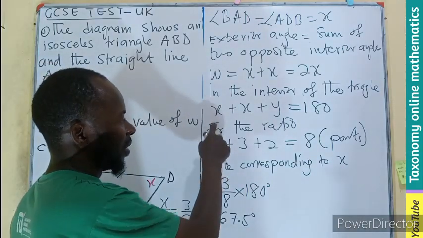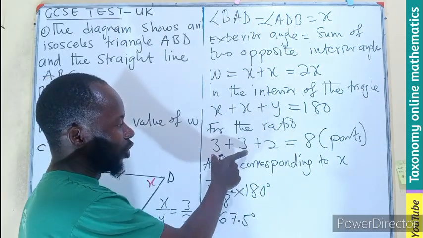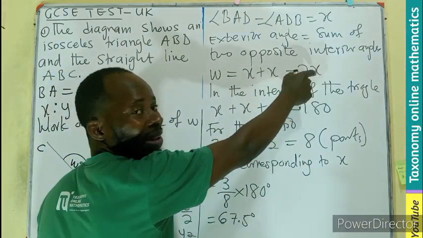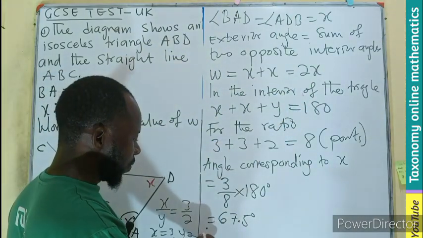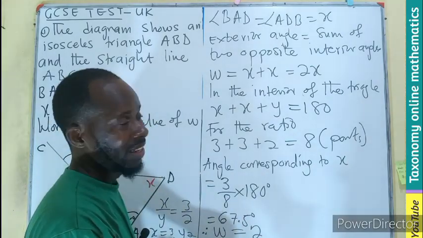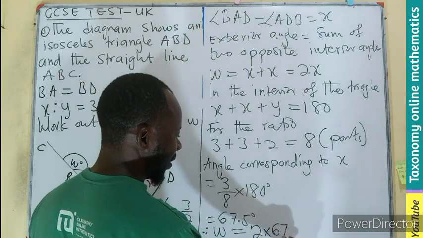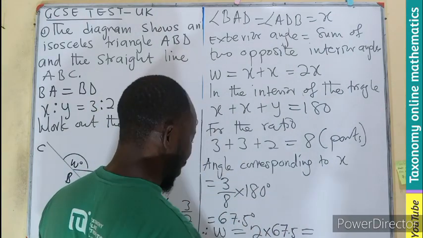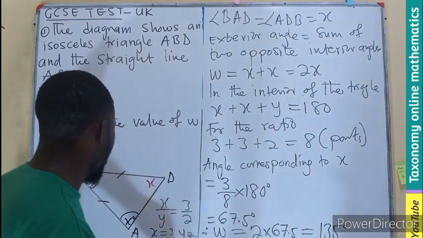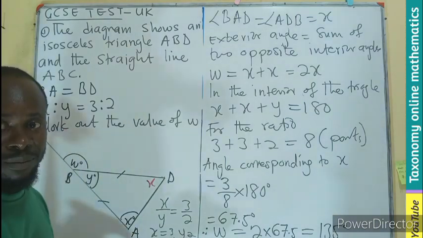This x. This is the 3 we are using. So you could have used the double, which is going to be 6 divided by 8 times this, and that will give you the answer directly from here. So therefore, our W will be equal to 2 times what? x. 2 times x, and our x is 67.5. And that will be 135 degrees. So the value of W is 135, as the question demands.